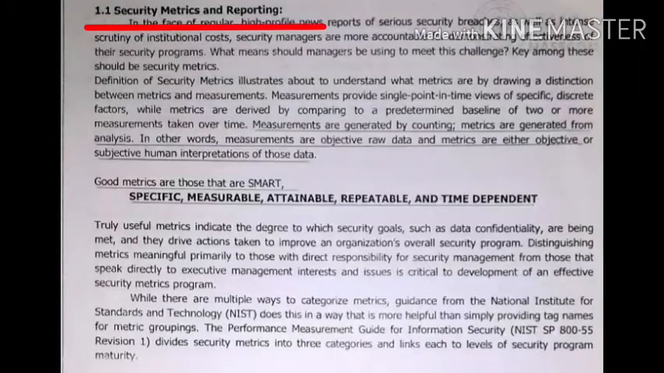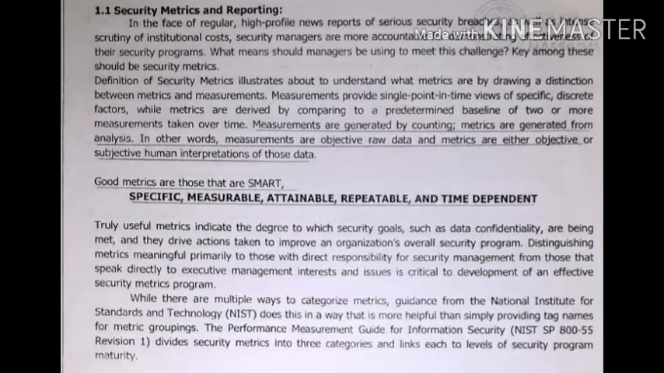Security metrics and reporting. In this phase of regular high-profile news reports of security breaches, as well as intense security scrutiny of institutions, security managers are more accountable for demonstrating the effectiveness of their security programs. What means should managers be using to meet the challenges? Key amongst those should be security metrics. Here is the definition of a security metric.